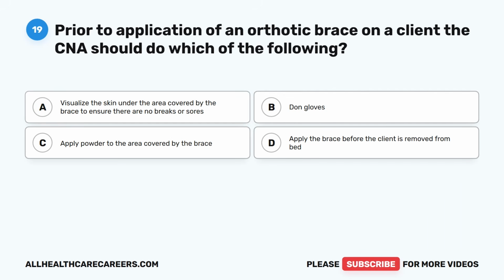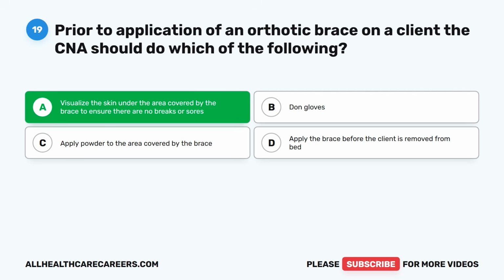Question 19. Prior to application of an orthotic brace on a client, the CNA should do which of the following? A. Visualize the skin under the area covered by the brace to ensure there are no breaks or sores. B. Don gloves. C. Apply powder to the area covered by the brace. D. Apply the brace before the client is removed from bed. The correct answer is A.